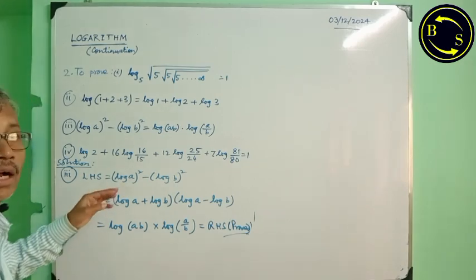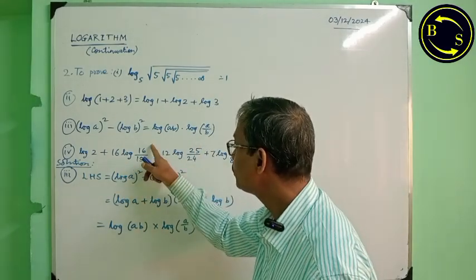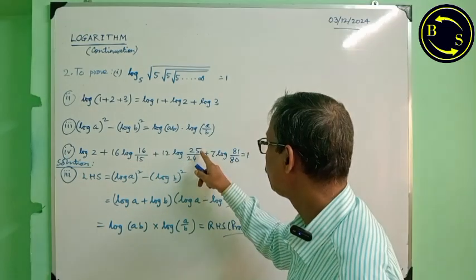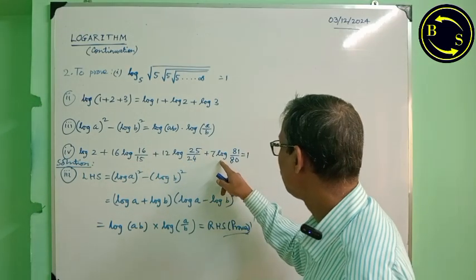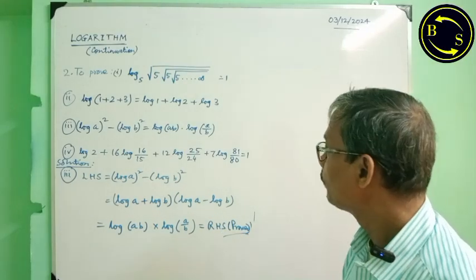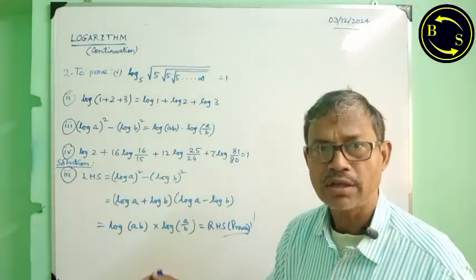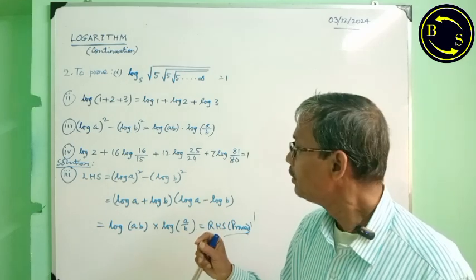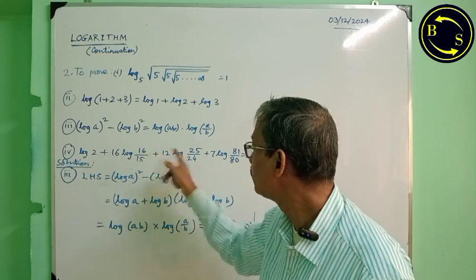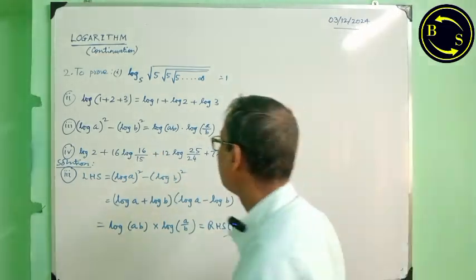First of all, I shall calculate log of 16 by 15, log of 25 by 24, log of 81 by 80 separately. Actually, if we write the whole, that will be a larger one. To avoid that, we calculate these three quantities separately first. Number 4.